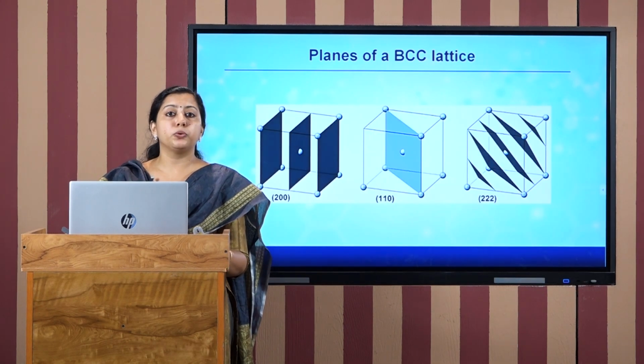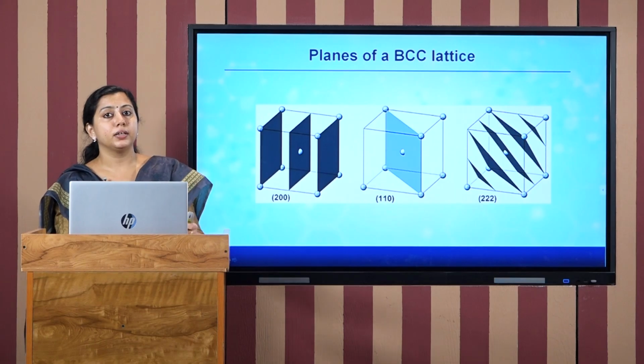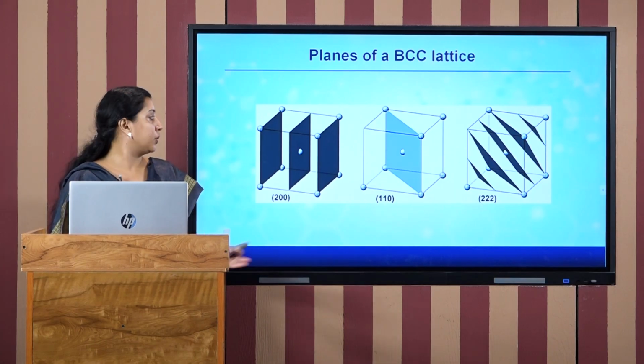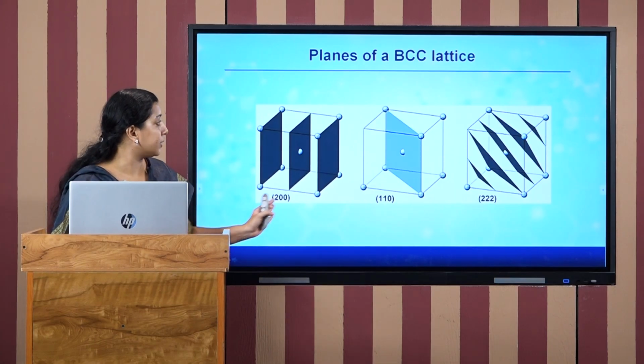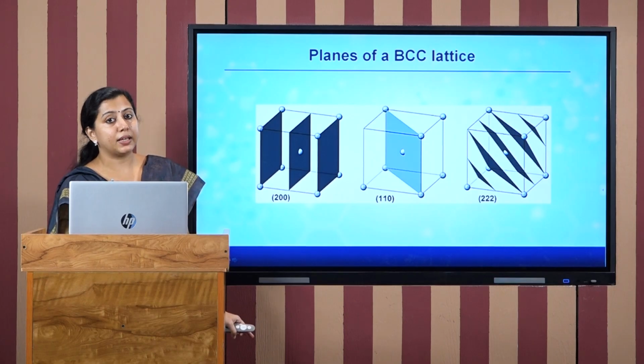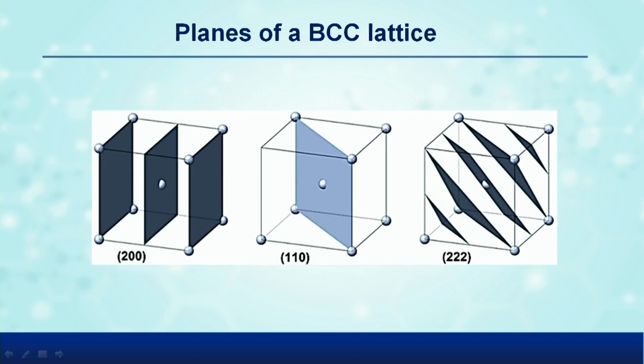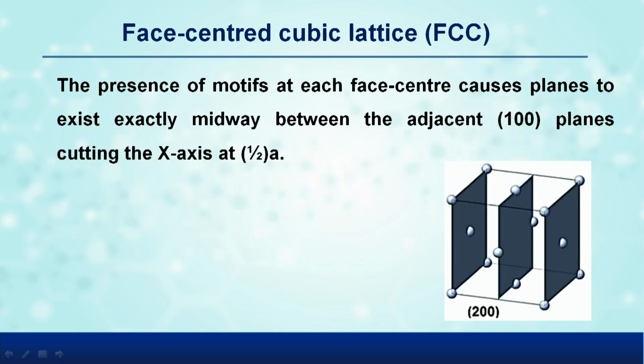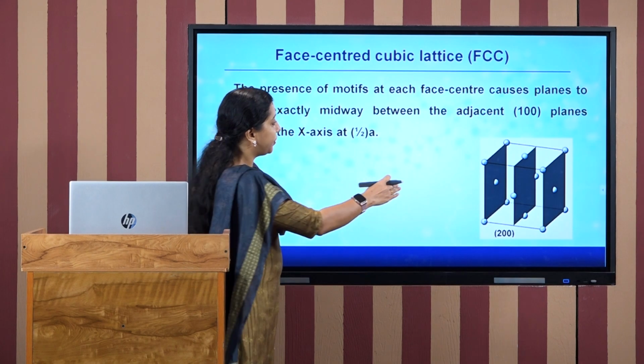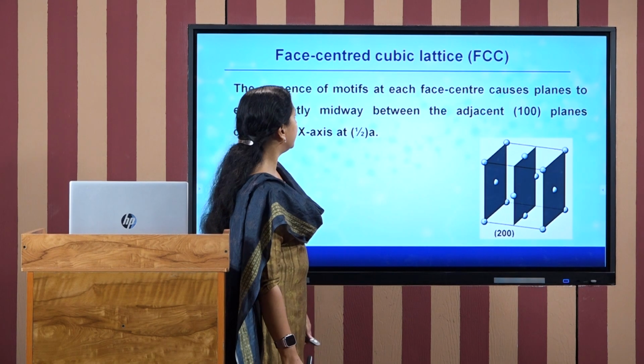So, now we will move on to the next lattice. Here you can see all the three planes of the BCC lattice together. We have a 2 0 0, 1 1 0 and 2 2 2 plane. So, this is the face centered cubic lattice. We have a face centered lattice shown here.